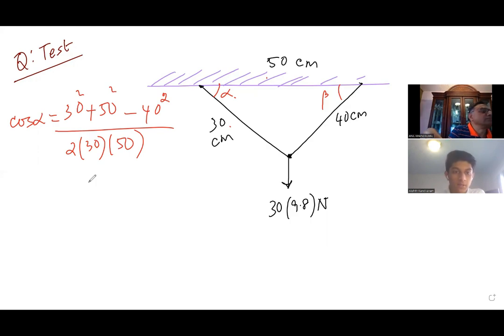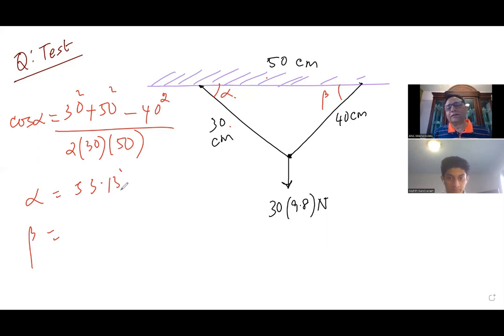Sir, when you do cos inverse of 0.6, you get 53.13 degrees. Correct. So that is how you can find alpha. Similarly, you can again apply and find beta. Is that okay? And that is how you could find the angles in this particular case.